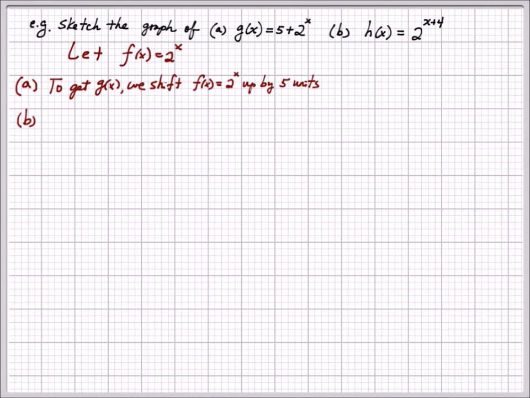To get h, there are a couple of ways to see this. First of all, I can see it as replacing the entire input of x by x plus 4. That is equivalent to translating the entire function f of x to the left by 4 units. This expression is the same as doing f of x plus 4. Or, alternatively, I can think of this expression as 2 to the x times 2 to the 4, by the rule of exponential functions, and then think of this as 16 times 2 to the x. If you multiply the entire function 2 to the x by 16 in the front, that's equivalent to stretching it vertically by a factor of 16.